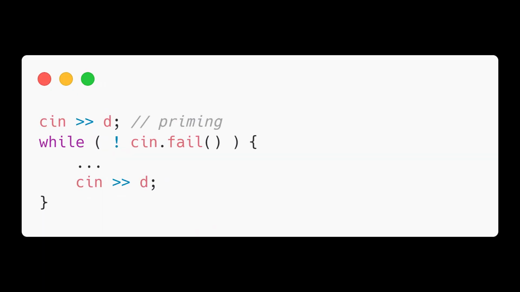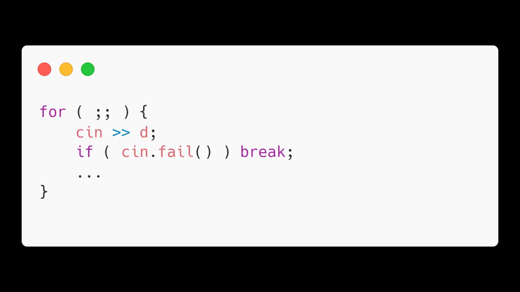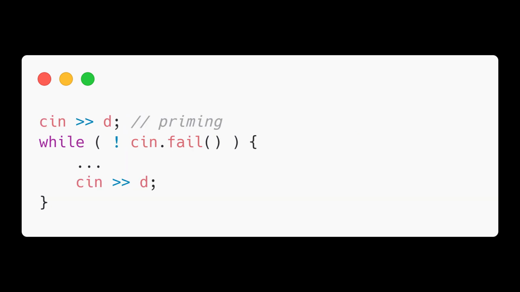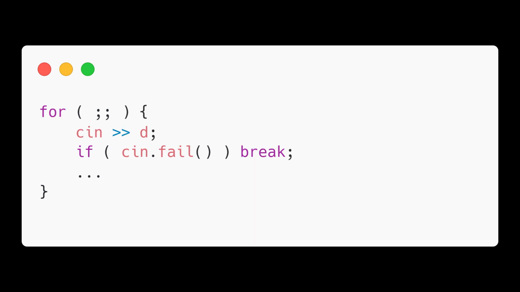Next, instead of taking input, checking the condition, then taking input again at the end of the loop, what we could do is just put our input inside an infinite loop and check the condition to break right after. This is going to eliminate priming, which is duplicate code necessary for the while loop.